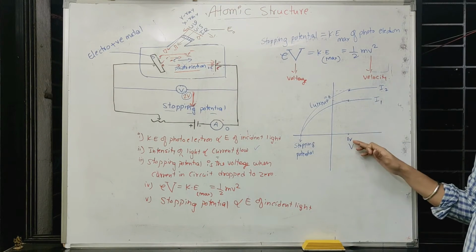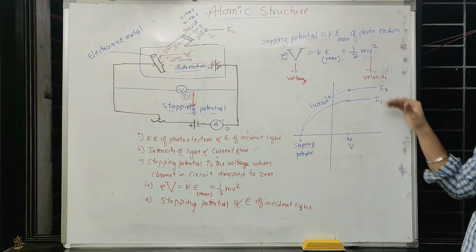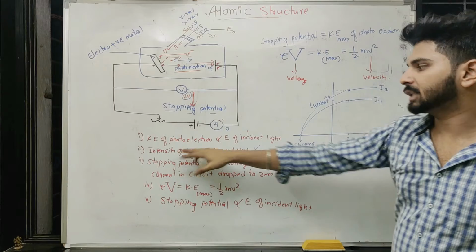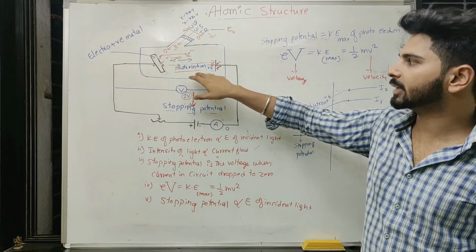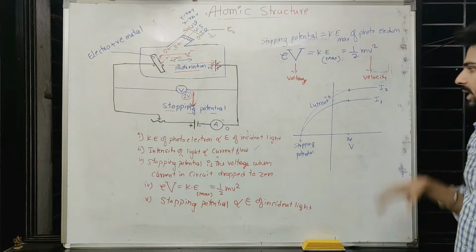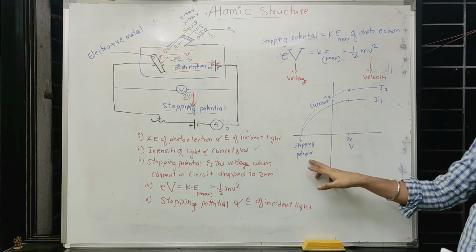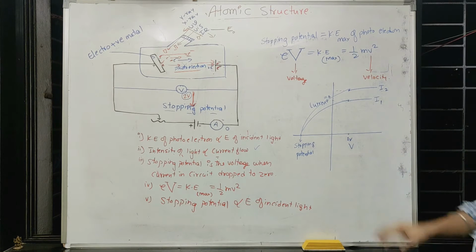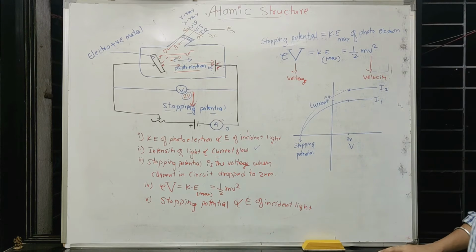So at a particular voltage there may be a different current, which is purely based on the intensity of the light, but intensity of the light does not depend on the kinetic energy of the electron, nor on the energy of the incident light. So that's the reason why even if you change the intensity, it is not going to change the stopping potential. Stopping potential will change only if you change the energy of the incident light.